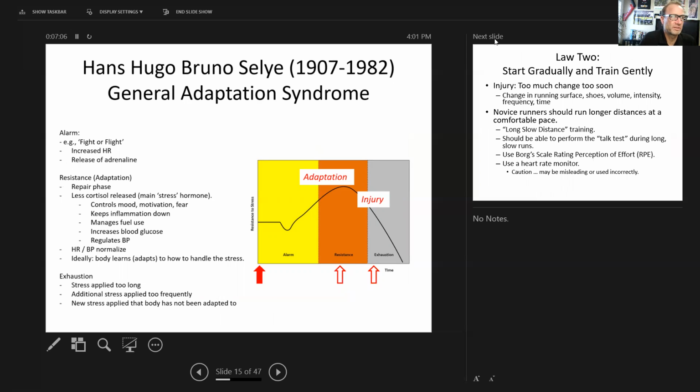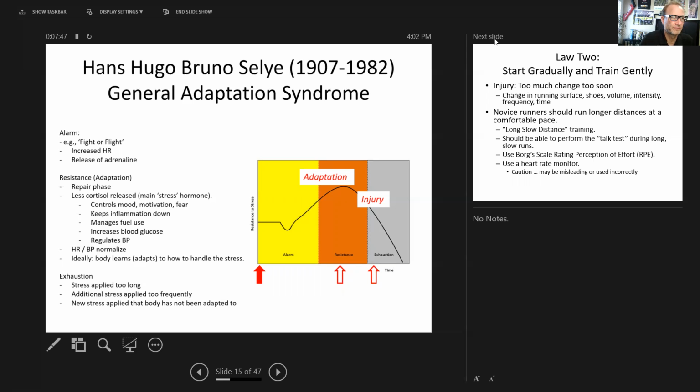So the alarm is also known as the fight or flight phase. You have an increased heart rate in terms of exercise, an increased release of adrenaline. Then you have some resistance that builds up, the adaptation. You need a repair phase, you need recovery, and there are some hormonal issues that happen during this phase, bringing heart rate and blood pressure back to normal. And ideally, the body learns to adapt to the stress. The body learns to adapt to the exercise intensity. That's the whole goal of a training program, to train the body to respond to the stimulus of stress of exercise.